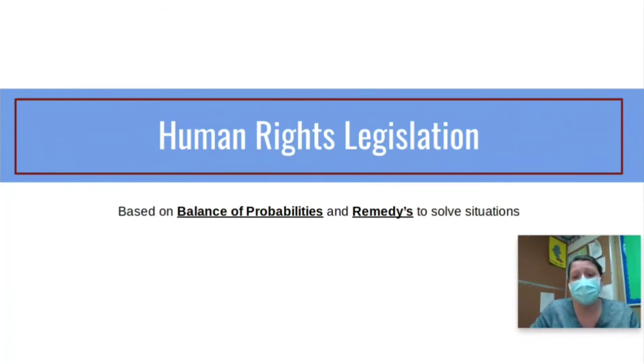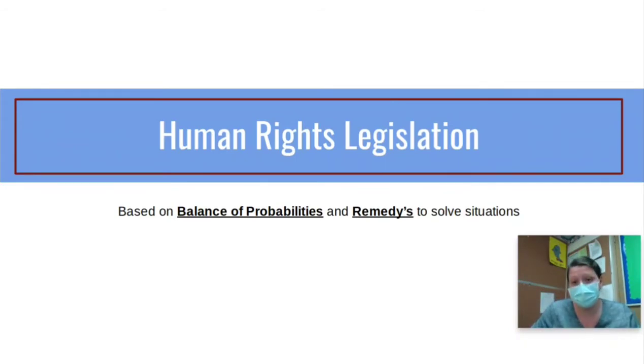So in our human rights legislation, when we look at solving situations, what we are going to be looking at, very similar to our private laws, is a balance of probabilities. So unlike criminal law or situations with the Charter of Rights and Freedoms, where there is one right and one wrong, in all of these situations, a lot of times it's hearsay, a lot of times it's one person versus another. So we are balancing those probabilities. We're going to hear from both sides. If it does go to court, the courts or mediation is going to hear from both sides, and they are going to make a decision based off of those probabilities, which one was more likely to happen.